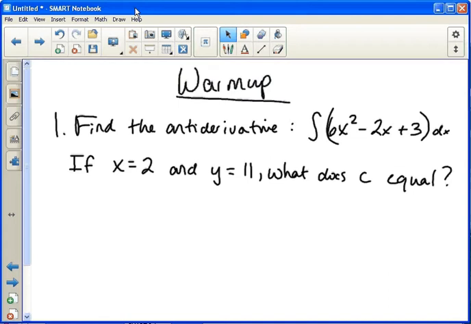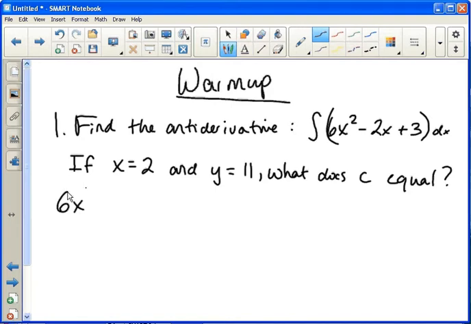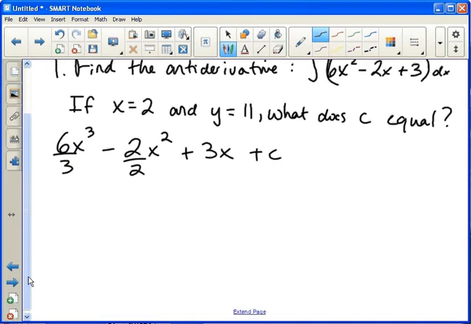So we're going to start by taking the antiderivative. Antiderivative is 6x squared. We add 1 to the exponent, that makes it x cubed, and then divide by 3. So I'll just write it this way, 6x cubed divided by 3. We'll come back and simplify in a minute. Add 1 to the exponent, divide by that number, and the 3 becomes 3x, and of course, never forget that plus c. Okay, so when we simplify this, we get 2x cubed minus x squared plus 3x plus c. And that's what y would equal.